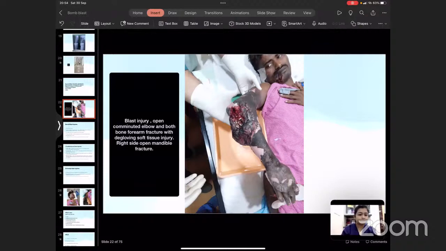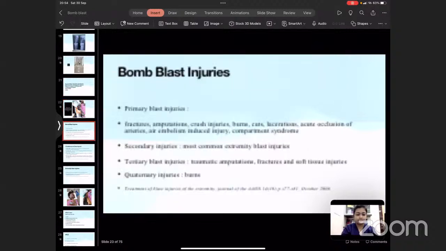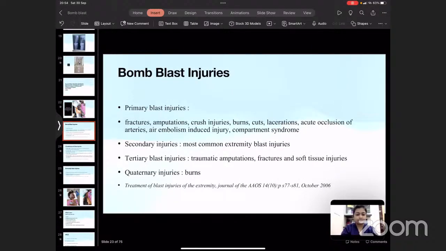Then they came to know that I do all these cases, and they brought him here, and I said, okay, I can fix it and I can get a reasonable functional level. So before that, we'll talk about blast injuries. What are bomb blast injuries?